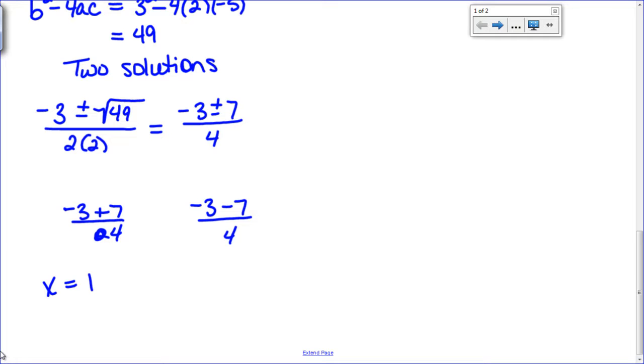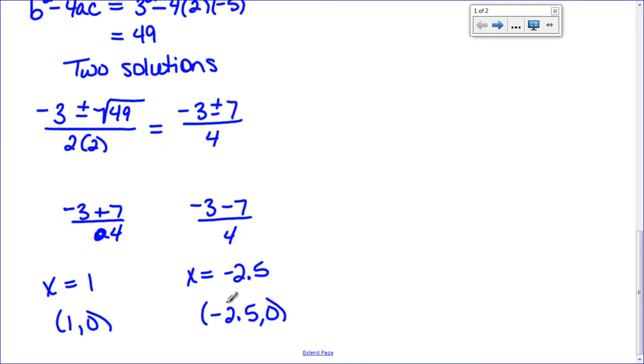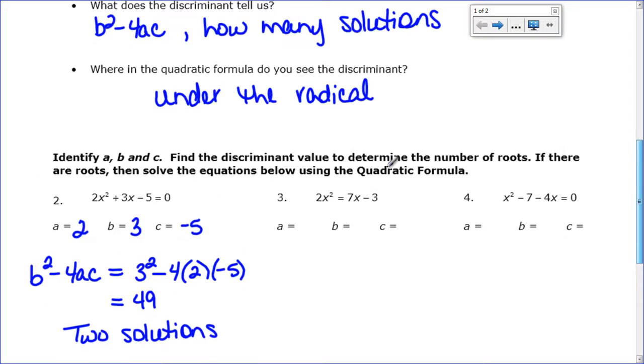The other one, the negative 3 minus 7 divided by 4, is going to be a decimal, and it comes out to be x equals negative 2.5. So my two solutions to this quadratic are going to be the points (1, 0) and the point (-2.5, 0), because these 2 points will be where my quadratic crosses the x-axis. And you see I have two solutions just like my discriminant said.